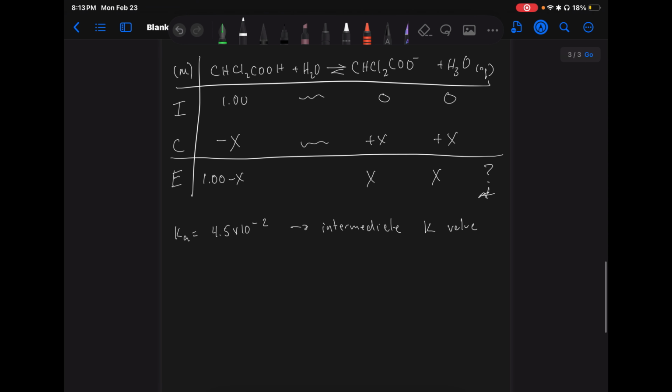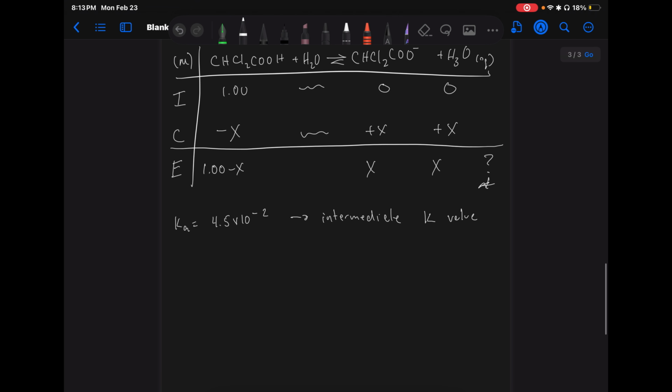Okay, so let's start with this. Once we write out this equilibrium equation, we got the products on the top, which is just x squared, over 1.00 minus x. Now because this is intermediate, we can't just assume that 1.00 minus x is equal to 1. So we have to deal with the expansion.